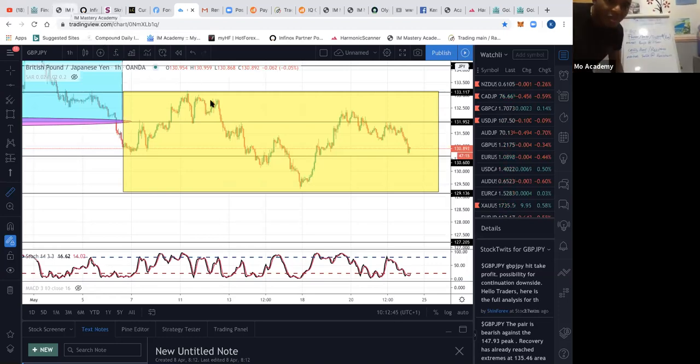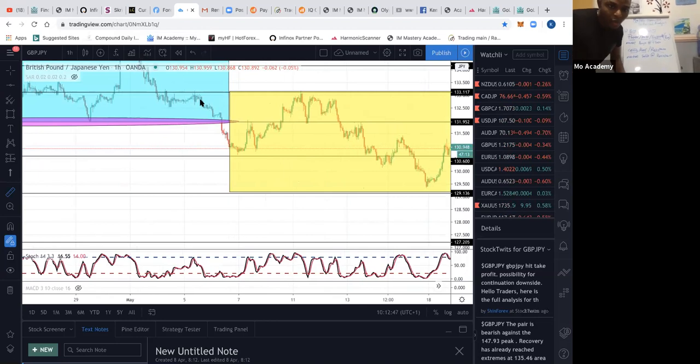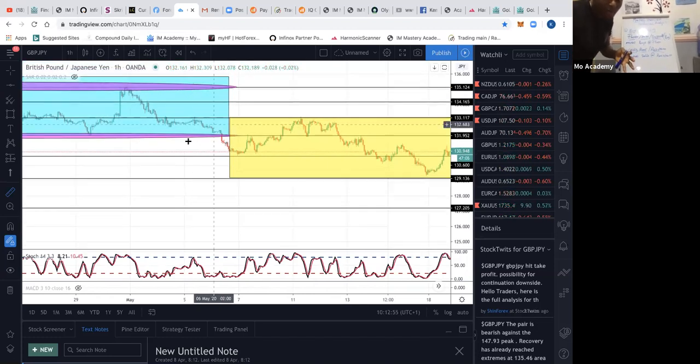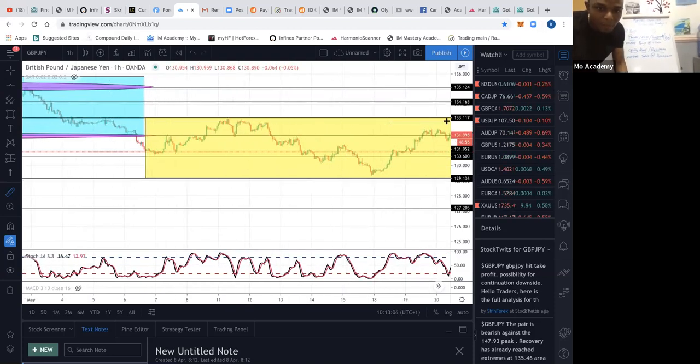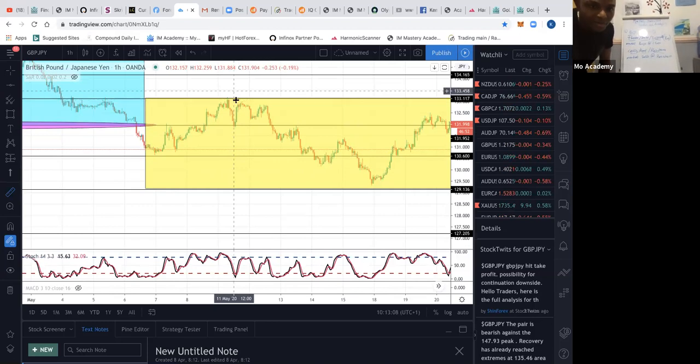Good. I never marked this line when I marked the area of my present. I only marked these two lines, right? Which is what? The resistance and support. These both lines I got from the past. Another one. When price broke that level of floor, what happened in this area? Type it on the chart. What happened?